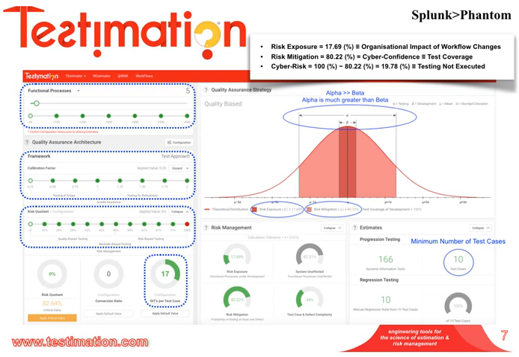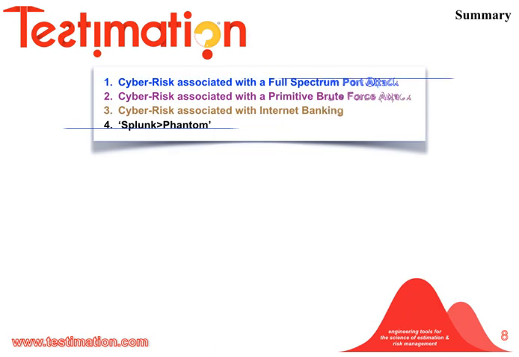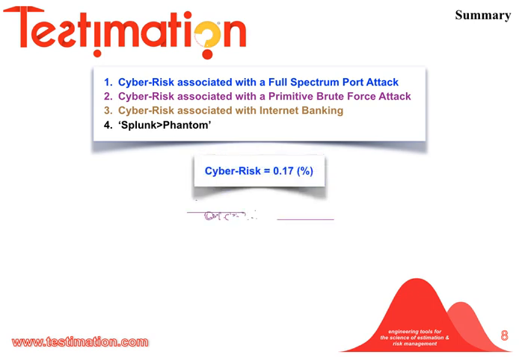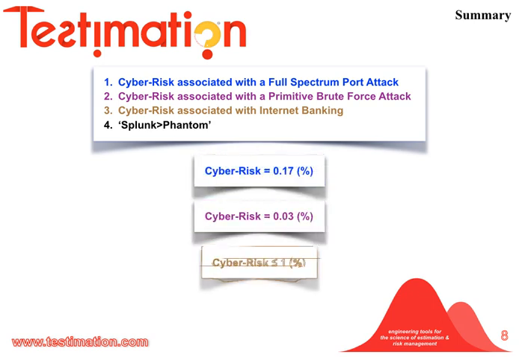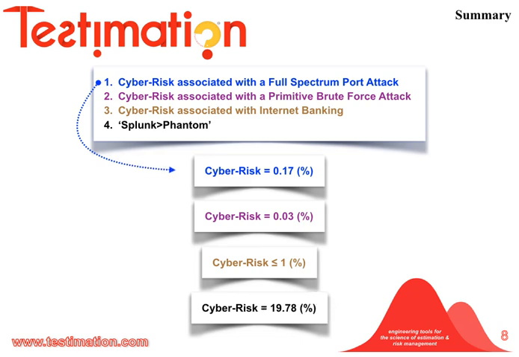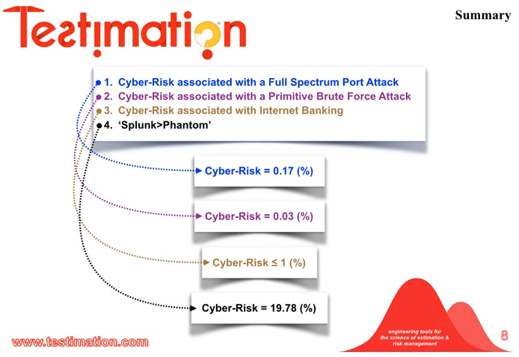Let's now summarise what we have learned. In this episode, we walked through 4 simplified examples of how to measure cyber risk utilising Testimation technology. So, what did we learn? Number 1. In our first simplified example, we learned that if all ports are deactivated to resist the possibility of a full spectrum port attack, then a 0.17% probability remains that a computer system may still be breached by alternative means, for example, sabotage or espionage.